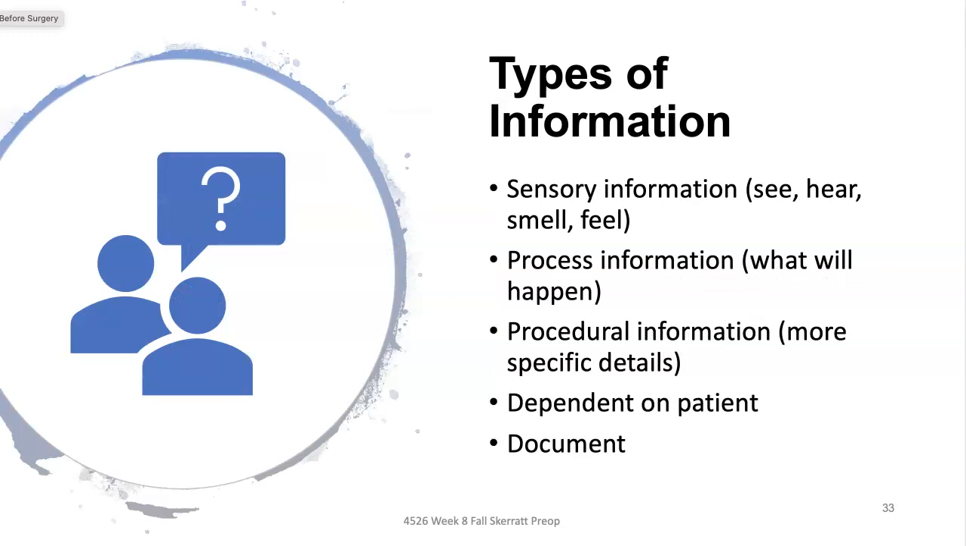Types of information. Preoperative teaching involves the following types of information. Sensory: what patients will see, hear, smell, and feel during surgery. The process: the general information about what will happen. And the procedural: the more specific details. Different patients with varying cultures, backgrounds and experiences may want different types of information. And all teaching should be documented in the patient's record.